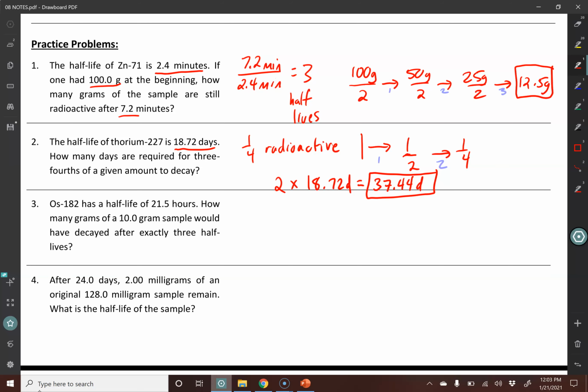Let's go ahead and take a look at question number 4. Give that one a shot. After 24 days, 2 milligrams of a 128 milligram sample remain. What is the half-life of the sample?